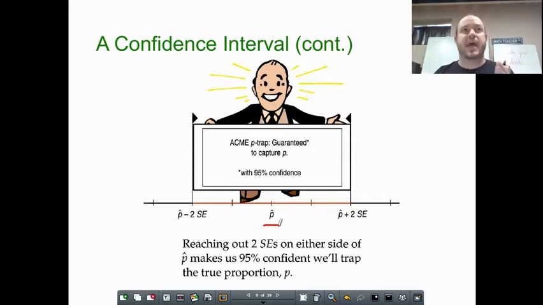So because p hat should be within two standard deviations of p, then p should also be within two standard deviations of p hat. It's just using the same distance going both ways. So again, reaching out two standard deviations on either side of the p hat makes us 95% confident we'll capture the true proportion p.